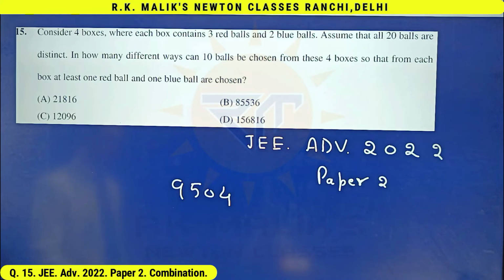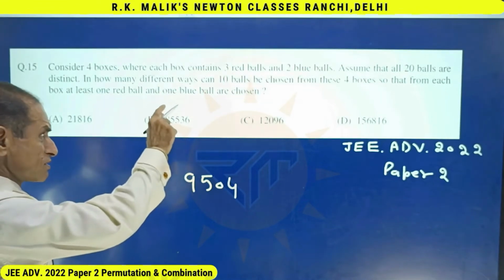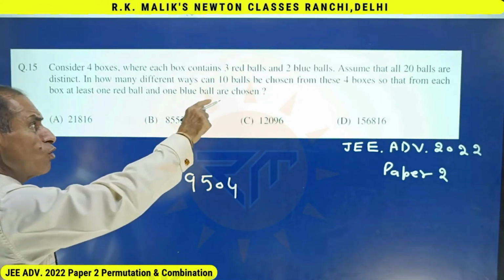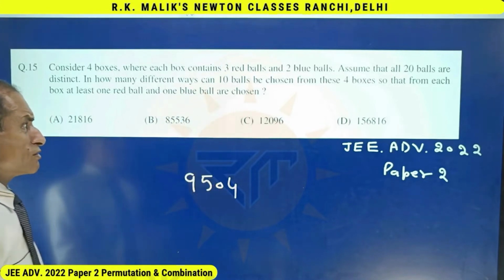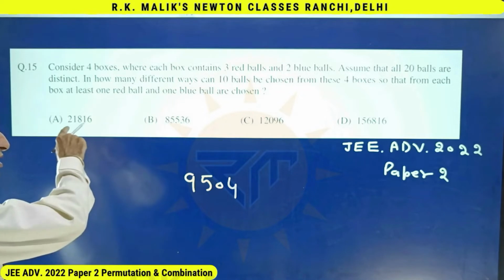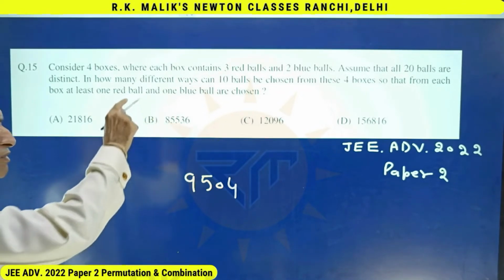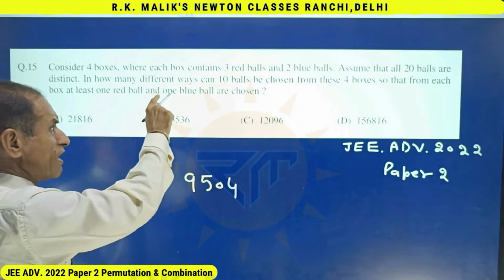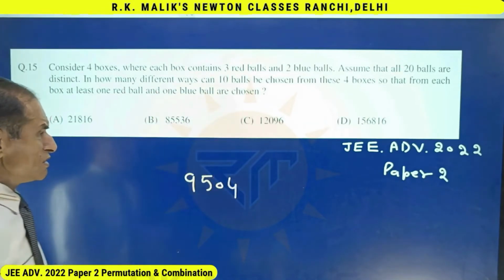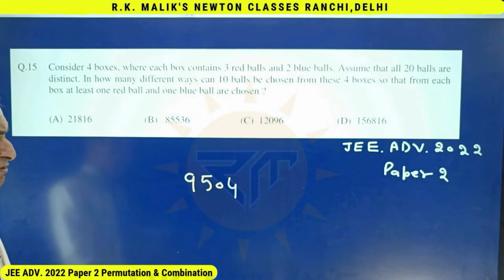This is a mistake of the examiner. He should clearly specify what he wants to ask about the blue ball: exactly 1 blue ball is chosen or at least 1 blue ball is chosen. Let me tell you once again, the answer which is there in the choices, according to that answer the interpretation is that at least 1 blue ball is chosen. That is why I am saying that this is an ambiguous question.